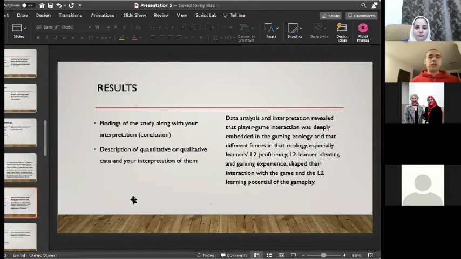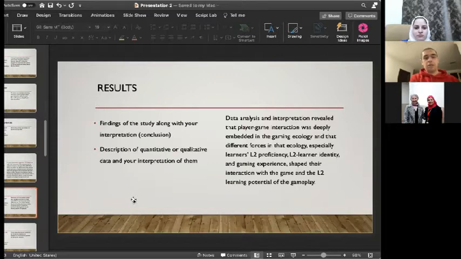Next comes the results, and this is where you present the findings of the studies along with your interpretation. So unlike a journal article where you present the results in one section and your interpretation in the discussion in a separate section, here you present the two together because you want to be concise. So you describe any quantitative or qualitative findings you have come to and your interpretation of them. So here I described how my data analysis and interpretation revealed that player-game interaction was embedded in the gaming ecology, and that these three qualities, learner L2 proficiency, identity, and gaming experience, shape these interactions and their L2 learning potentials. So now the reader knows exactly what I found in the study and how I interpret these findings.